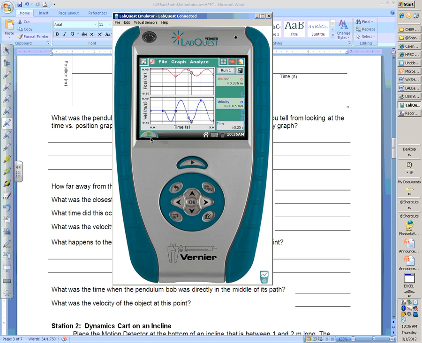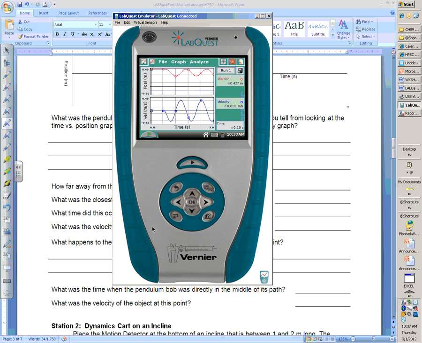Time is on the x-axis. Time is the x-axis for both of these graphs. Okay? Position is more of a general term. Okay? Position is telling you where, velocity is telling you what it's doing. Okay? All right. With that being said, zoom here, okay?